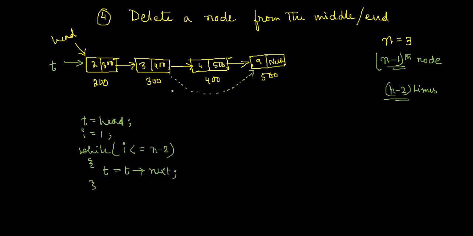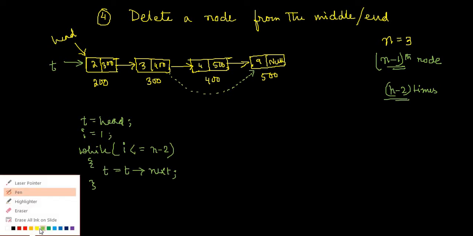Here the linked list is not very long, which is why the loop is not executing much. Here I have taken n equal to 3, so the loop executes n minus 2 times, that means only once. And after executing only once, what will happen? This T will vanish from here.